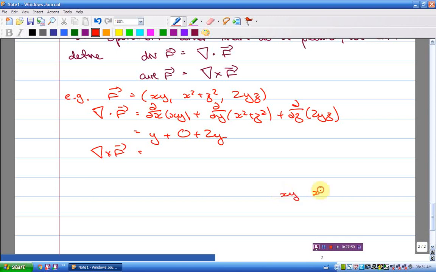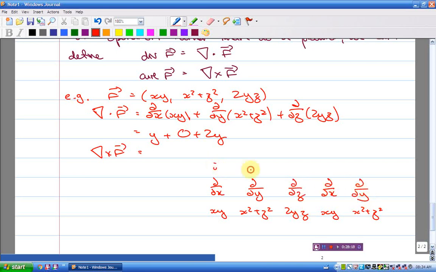xy, x squared plus z squared, 2yz. I'm running out of space on my page. Do it over here instead. xy. Okay, you know how I like to do cross product by now. I repeat the i and j terms, d by dx, d by dy, d by dz. Okay, I'm going to do a cross product now.